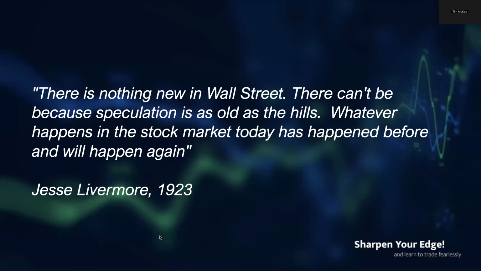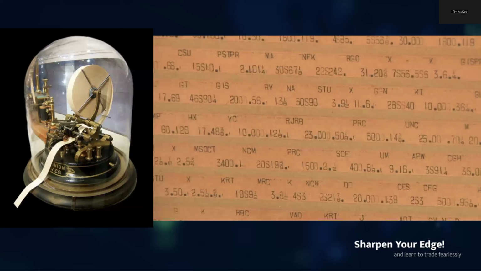Jesse Livermore wrote this over 100 years ago, and it's as true today as it was then. "There is nothing new in Wall Street. There can't be, because speculation is as old as the hills. Whatever happens in the stock market today has happened before and will happen again, and has been happening every day." Jesse Livermore was one of the big early traders who figured out volume and price when all they had was volume and price movement. Back then, 100 years ago, these were the indicators that they used.